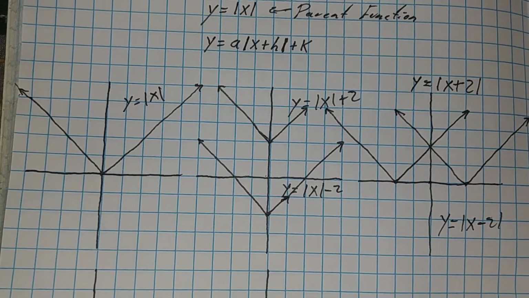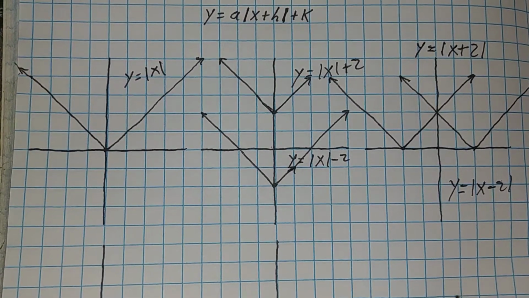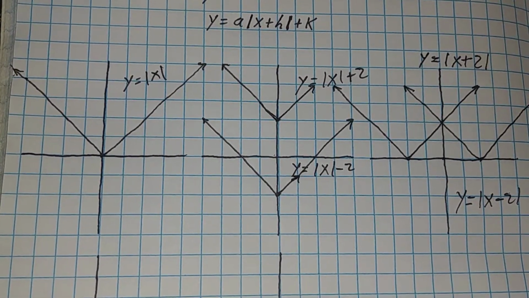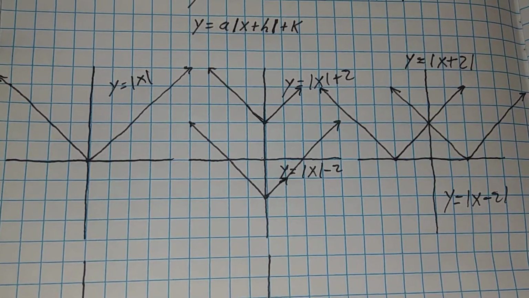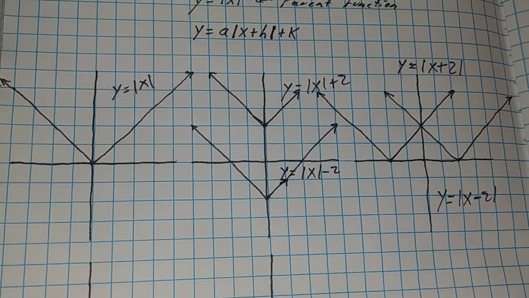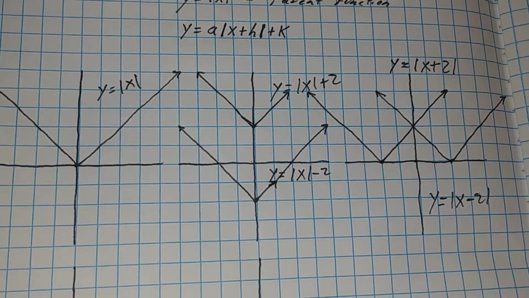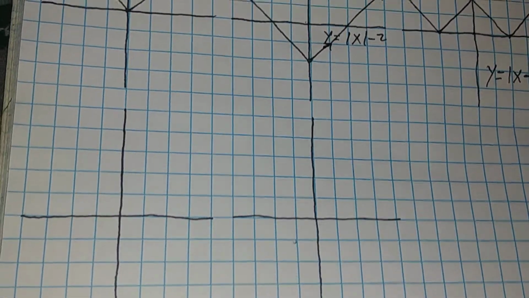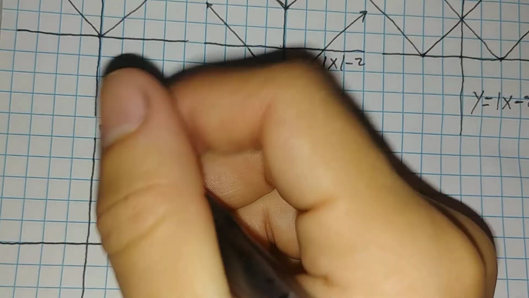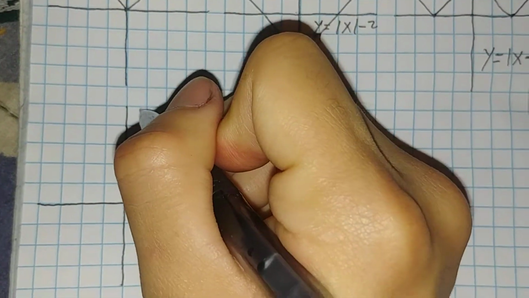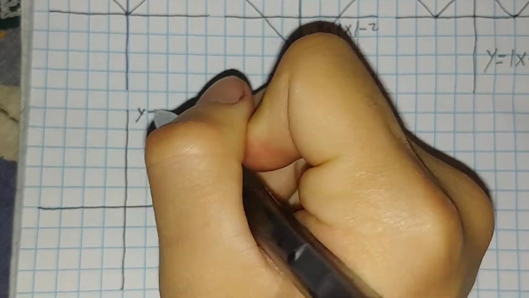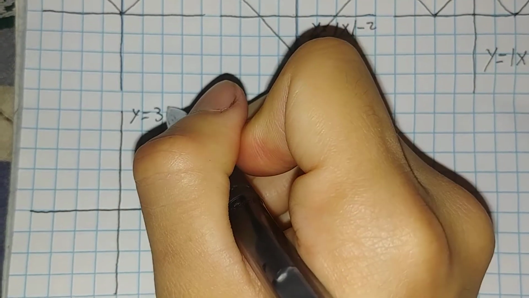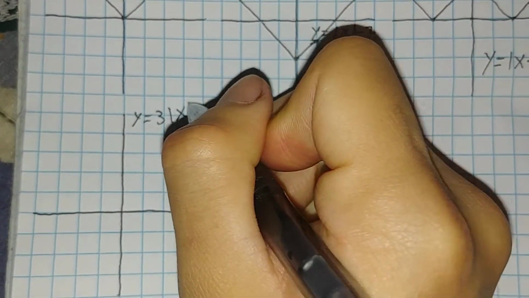Now I have my last variable, which is a. Again, a represents horizontal stretch or horizontal compression. Notice that a is the number that is going to be multiplied to the absolute value. So down here, I'm going to have y equals, let's see, 3 absolute value of x.